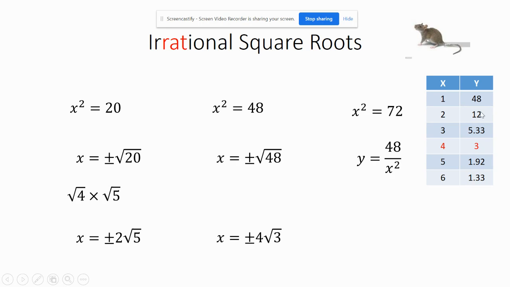The x will be the outside number. The y will be the radicand on the inside. And the reason for that is 16 times 3 is 48, and the square root of 16 is 4.